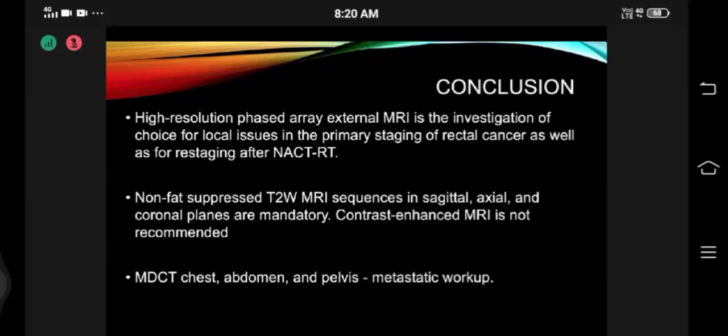So to conclude, high-resolution MRI is the investigation of choice for local staging, and non-fat suppressed T2-weighted MRI sequences in sagittal, axial and coronal planes are mandatory. And CT chest, abdomen and pelvis for metastatic workup. So if you have to take home one message, ask for a small FOV, axial and sagittal coronal sequences, and no contrast is required.